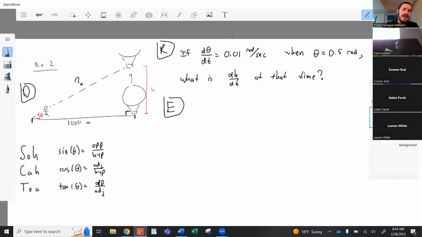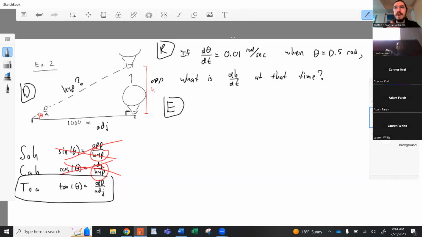We don't know anything about the hypotenuse of this triangle. What is the hypotenuse? I don't know. So we really don't want to use sine or cosine because they involve the hypotenuse, and we want to avoid our hypotenuse. But we do know the opposite. We don't know the opposite. The opposite is what we want to find out about, right? And the adjacent. So yeah, tangent is indeed our winner there.